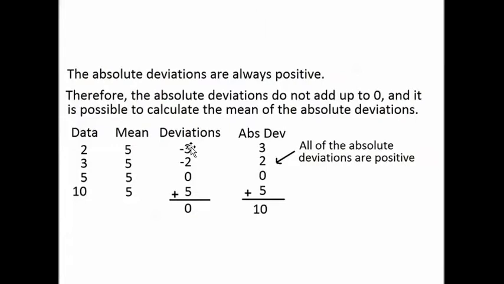If we multiplied -3 by -3, we would get 9. If we multiplied -2 by -2, we would get 4. And if we squared each deviation by multiplying each deviation by itself, we would also get a list of all positive numbers, because squared numbers are always positive. And that would also take care of this problem, because once again, the numbers wouldn't add up to 0. They would all be positive.